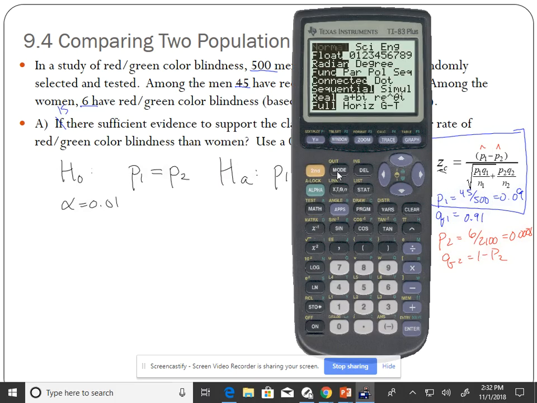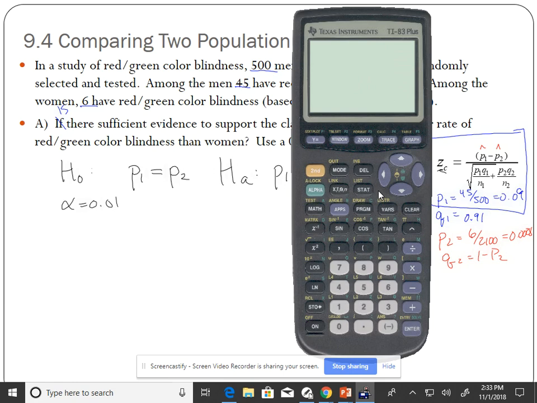So, let's go to statistic, test, and we are doing a 2-prop z-test. 2 for 2 populations, our 2 sample sets, and it's a proportion z-test. X1 is 45. N1 was 500, that's the men. X2 is 6 out of 2,100. We're testing that they are not equal, and we are going to calculate.